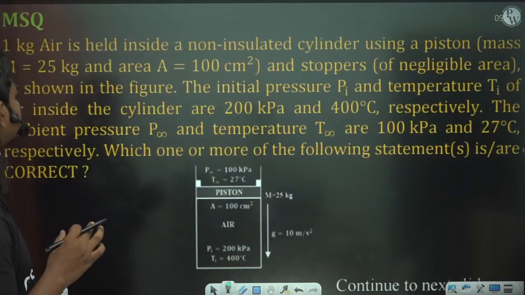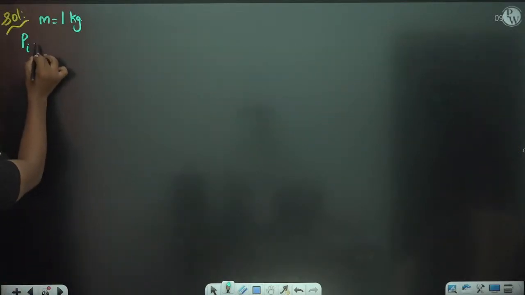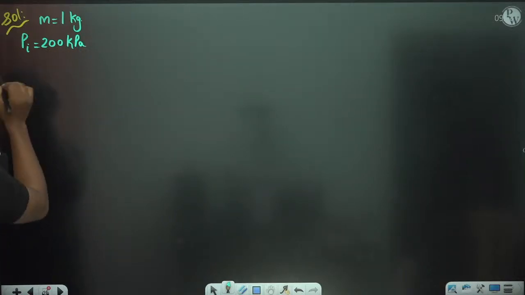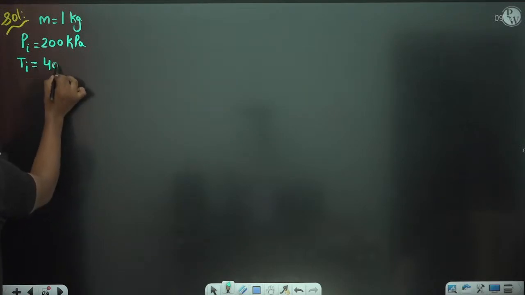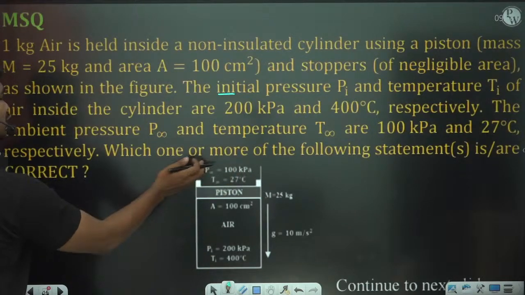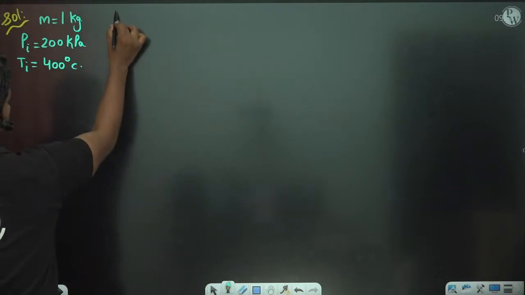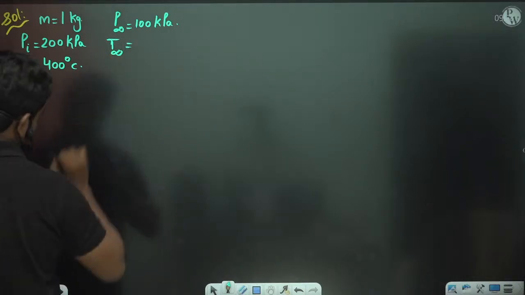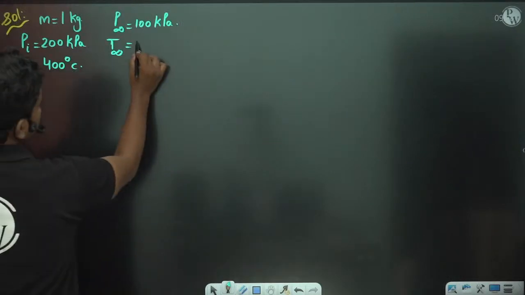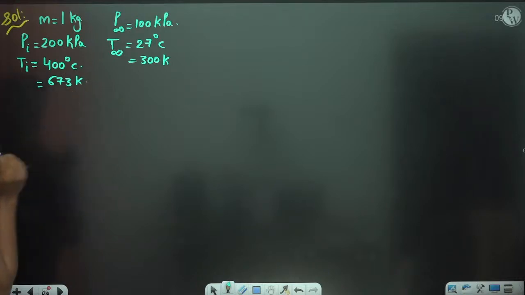The initial pressure Pi and temperature Ti of air inside the cylinder are 200 kilopascals and 400 degrees Celsius. So initially P initial is equal to 200 kilopascals, and the initial temperature is 400 degrees Celsius. The piston is at the stoppers, meaning the piston is not able to move up. The ambient pressure P infinity is 100 kilopascals, and T infinity is 27 degrees Celsius, which is 300 Kelvin, and 400 degrees Celsius is around 673 Kelvin.